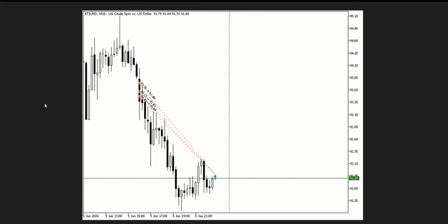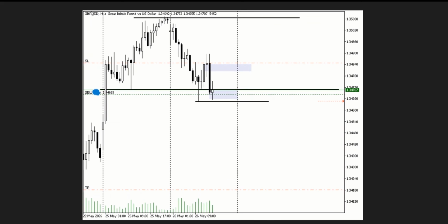So I'm going to show you 5 of the previous positions that I've taken and actually explain exactly why I took them. So here, this is oil. You can see this is today, the 5th of June. I actually sold oil and I took my profit here. And then again, if you look here, this is where I sold the pound dollar.